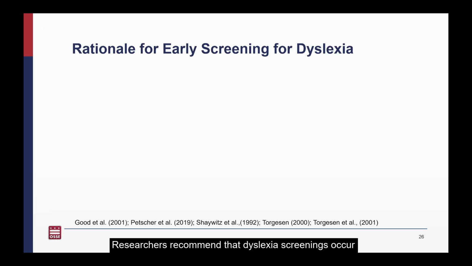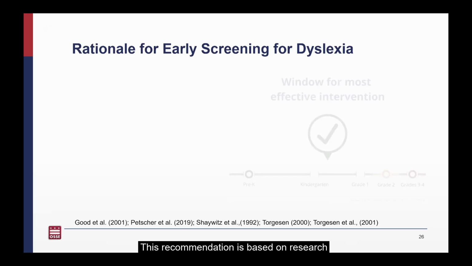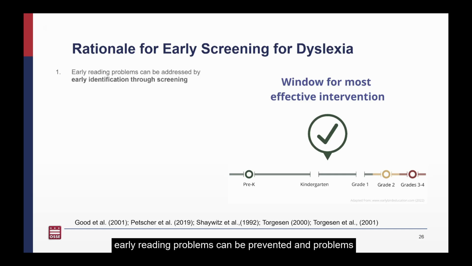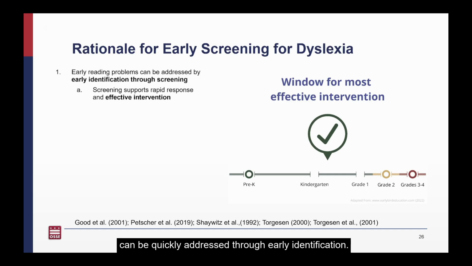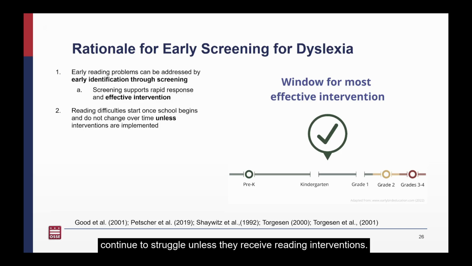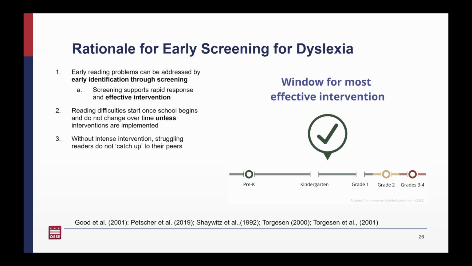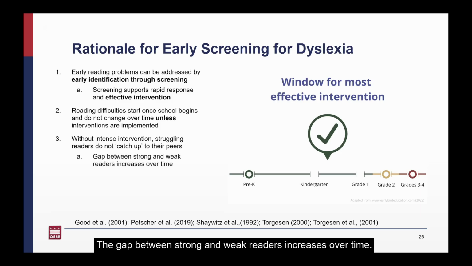Researchers recommend that dyslexia screenings occur for students before second grade. This recommendation is based on research on the prevention and early intervention research on dyslexia and reading problems. Researchers support the use of screening for dyslexia risk in the early grades for these three reasons. First, early reading problems can be prevented, and problems can be quickly addressed through early identification. Second, students with reading difficulties in preschool and kindergarten continue to struggle unless they receive reading interventions. Lastly, without intensive reading intervention, struggling readers do not catch up to their reading peers. In fact, the opposite occurs: the gap between strong and weak readers increases over time.